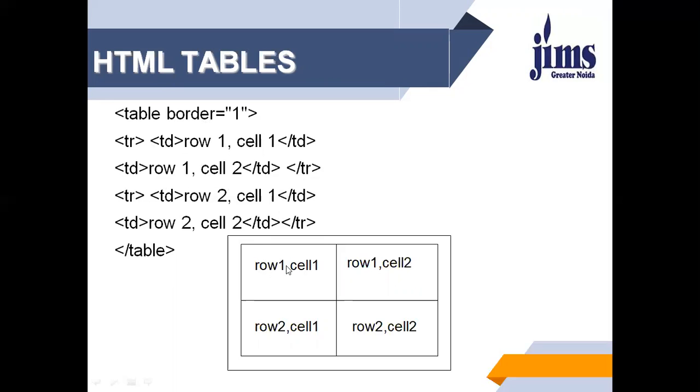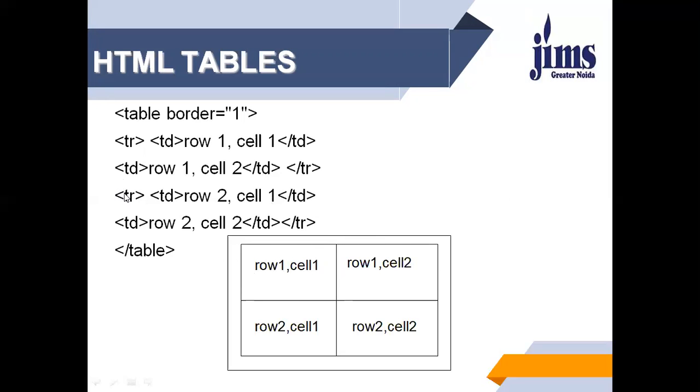So the TD starting tag and then whatever content you want to write in that particular cell. This is row 1, cell 1. And then you close this TD tag. Then the next TD tag, starting TD tag, row 1, cell 2. And then you close this TD tag, and then you close this TR tag also. So this is for the first row.